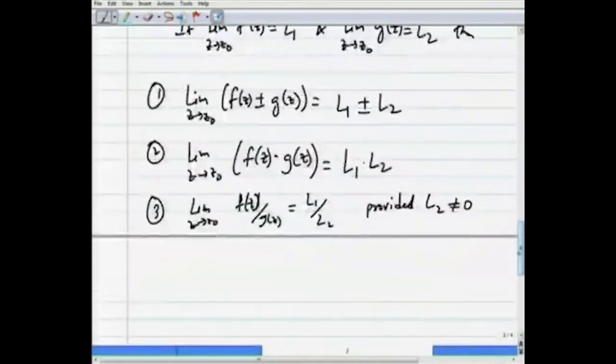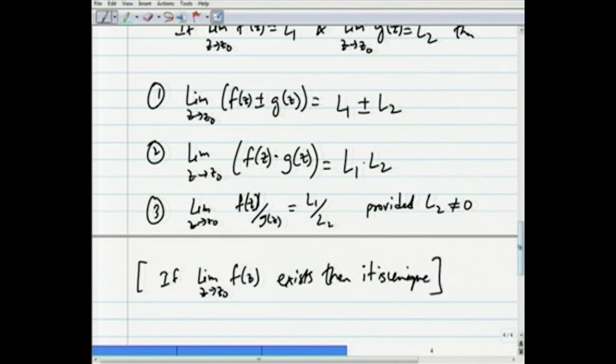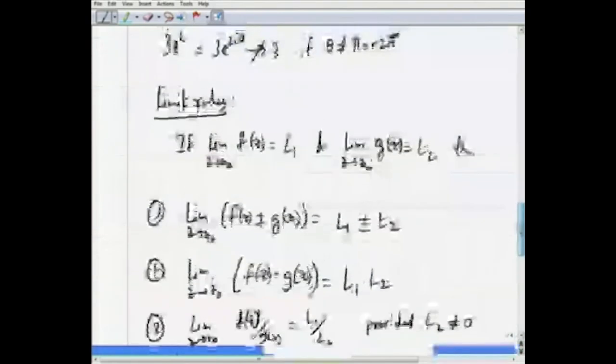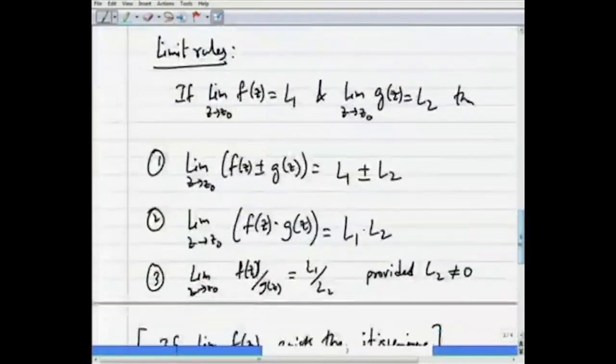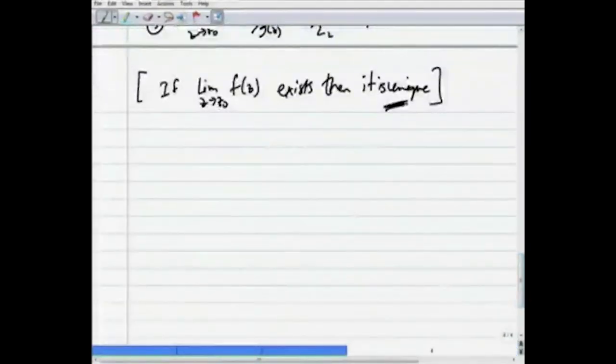I should hasten to mention that if the limit as z goes to z naught of f of z exists, then it is unique. Like in the case of functions from R2 to R2, it is also true for complex functions that the limit has to be unique. The proof of this fact is also an exercise to the viewer, and using that, all of these properties hold, and it is also true that the limit is unique.